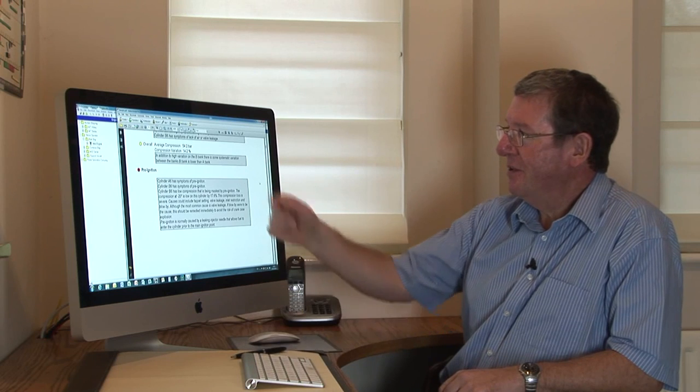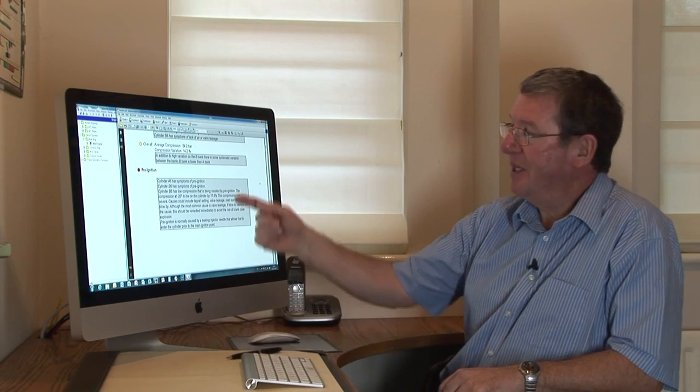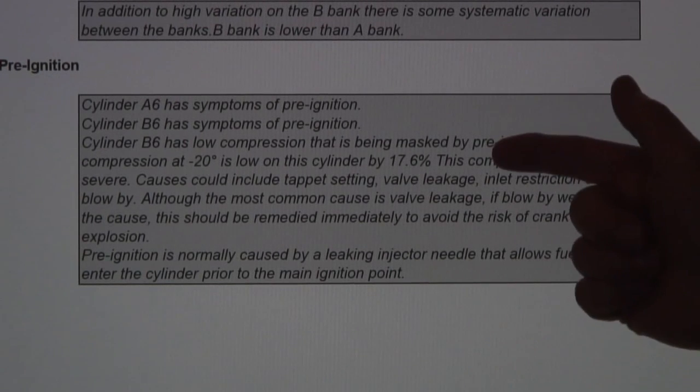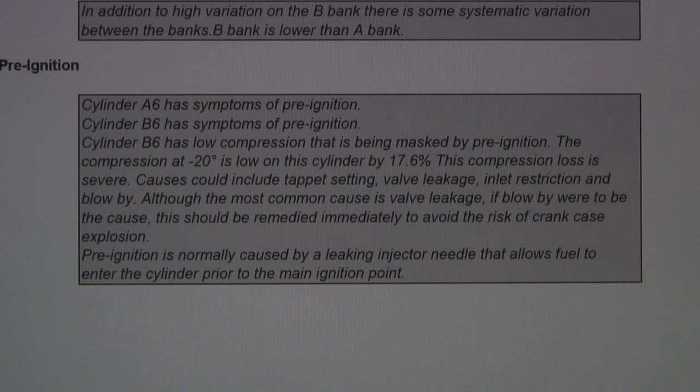Pre-ignition. Cylinder A6 we found manually to have pre-ignition, but on the B bank, B6, which was the cylinder with very low compression, we also found pre-ignition. In this case, we give a warning in that the compression at -20 degrees is very low, and if that is due to blow-by on this cylinder, you are risking a crankcase explosion. Commonly it would be a valve problem, but the warning is given anyway.